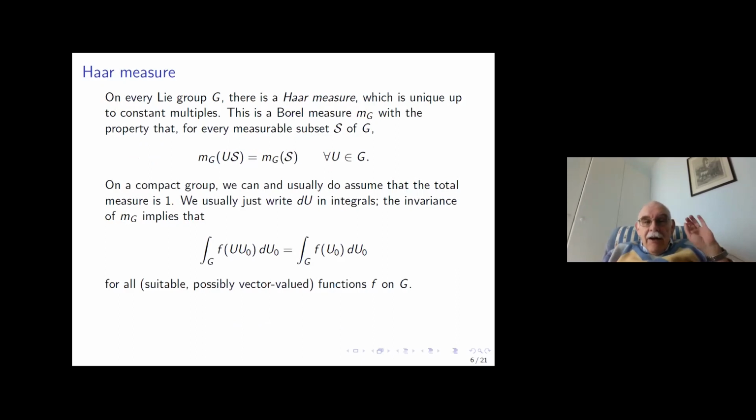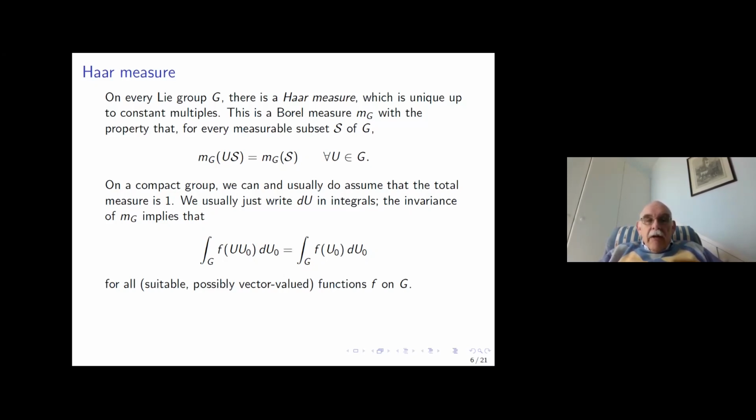Now, the orthogonal group is a Lie group. There is an abstract theorem that says that on every Lie group, there is something called the Haar measure, which is unique up to constant multiples. So the Haar measure is a Borel measure. That's something that gives a measure to open sets and closed sets and so on.